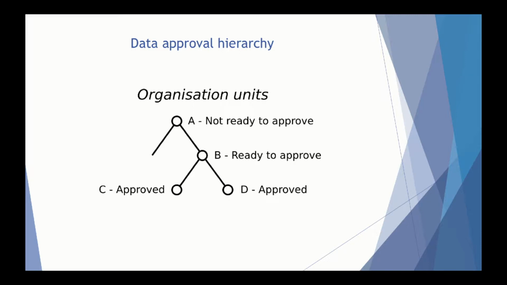Now, if you look at org unit A, it is not yet approved for all of A's children, because it's not yet approved for B in particular. So it's not ready to approve at A. So the idea is, where approvals are defined, you have to approve it at all the lower level nodes before you can approve it at the next higher node.